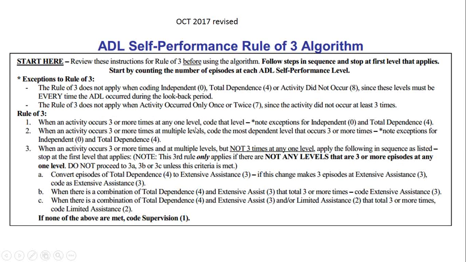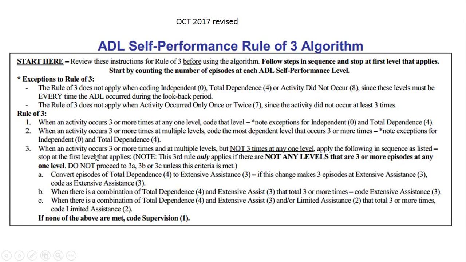Then we start. Activity occurs 3 or more times at any one level, code that level. Their clarification was to remind you of the exceptions for independence and total. When an activity occurs 3 or more at multiple levels, code the most dependent. Again, they're reminding you of the exceptions of independent and total. When an activity occurs 3 or more times at multiple levels, but not 3 times at any one level, underlined, capital NOT, apply the following in sequence as listed.